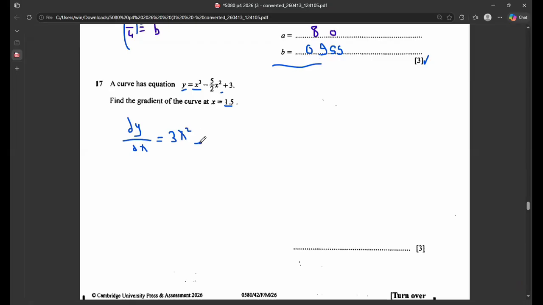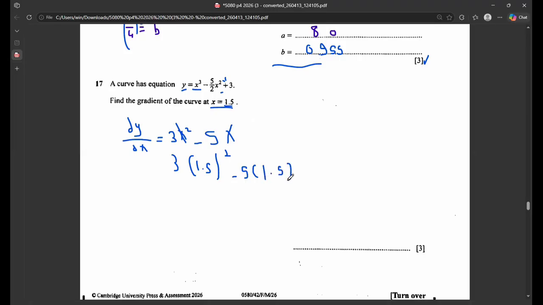3x squared minus 2, multiplying by 5 over 2, which is equal to minus 5. Take 1 from the power: minus 5x, and plus 3 is equal to 0. So now we take this x and put it instead on your calc: 3 multiplying by 1.5 squared. You put 1.5 instead of x. Very direct question. Minus 5 multiplying by 1.5 also.